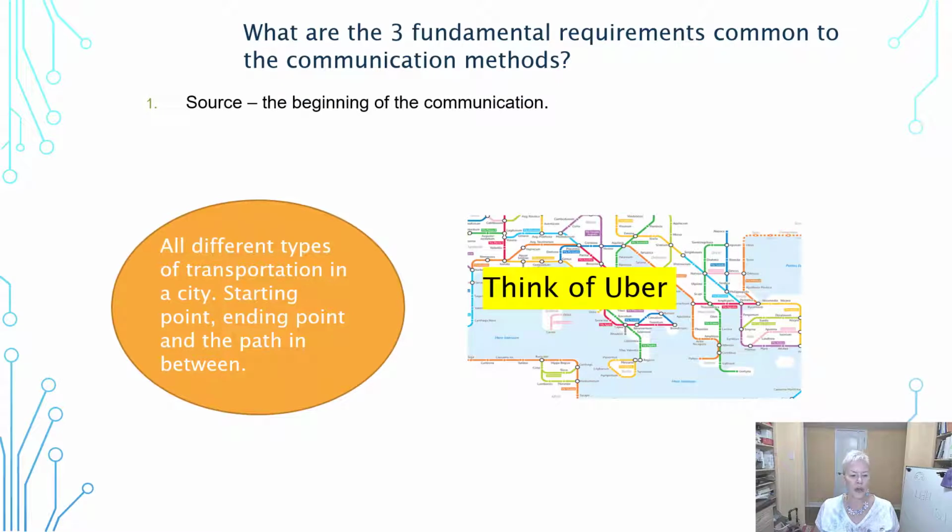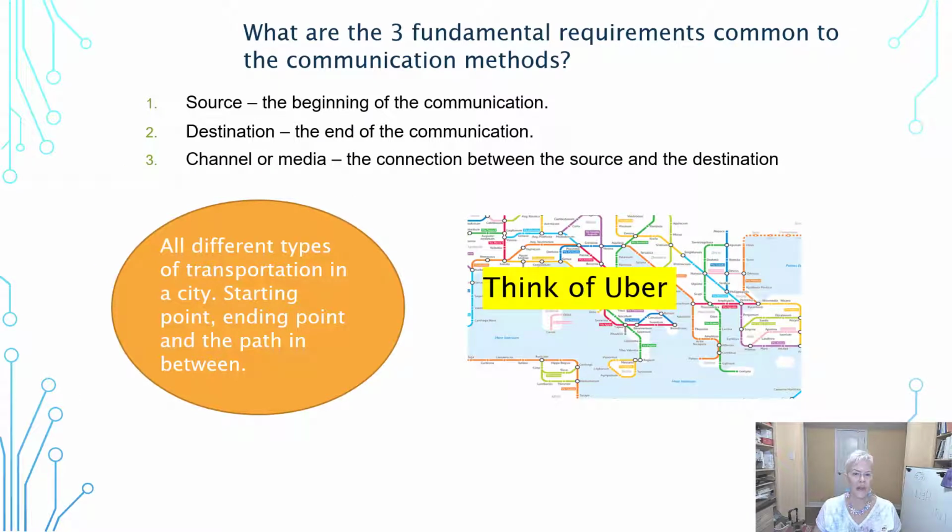Different types of transportation in a city, you're going to have a source or the beginning of the communication. We're going to have a destination or the end of the communication. And then we're going to have the channel or the media, the connection that runs between the source and the destination. If I'm writing an email and I'm sending it to you, I am the source device. My computer would be the source device. It's going to go out across the network, whichever the different channels might be, until it gets to you, the destination.